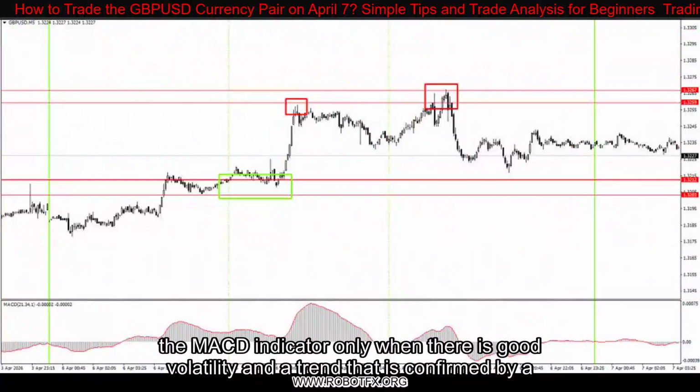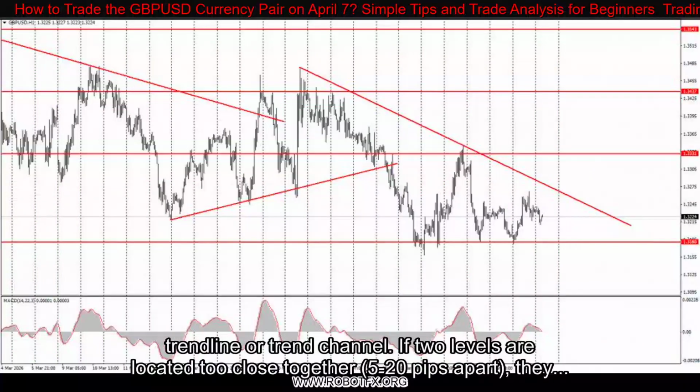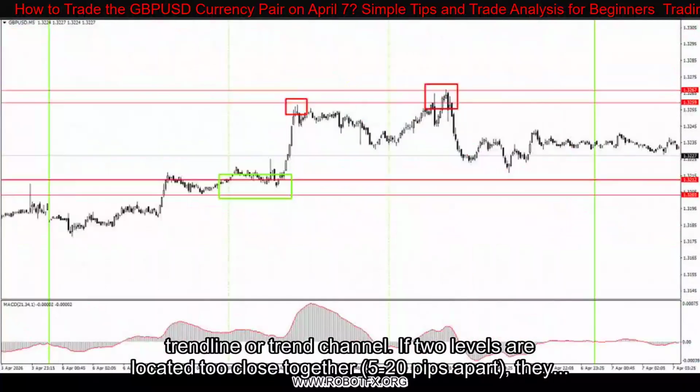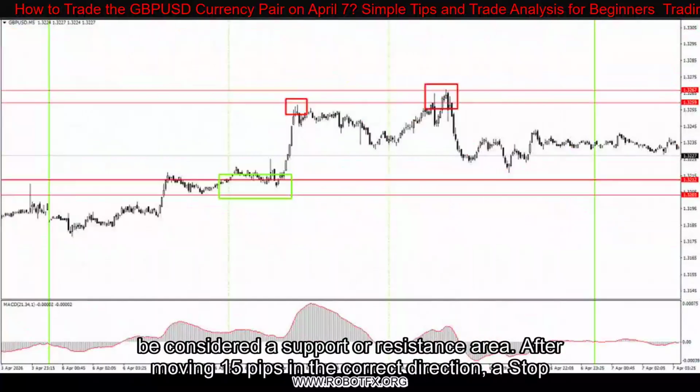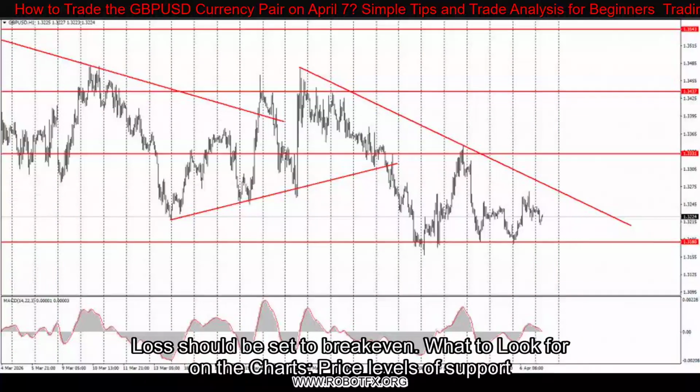If 2 levels are located too close together, 5-20 pips apart, they should be considered a support or resistance area. After moving 15 pips in the correct direction, the stop loss should be set to break-even. What to look for on the charts: price levels of support and resistance are levels that serve as targets when opening buys or sells. Take profit levels can be placed around them.